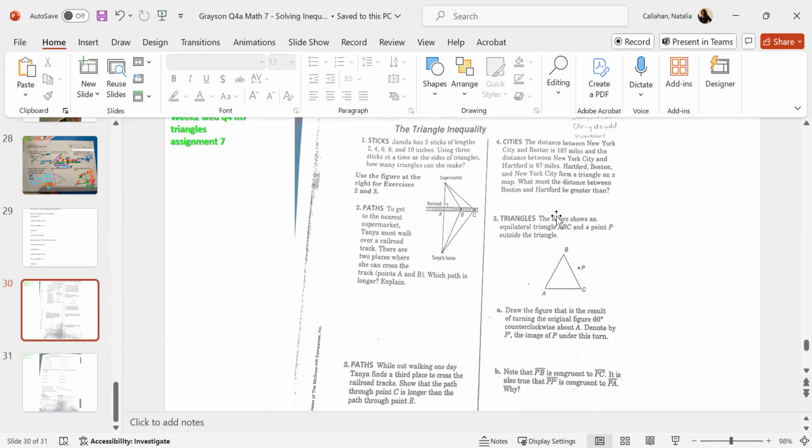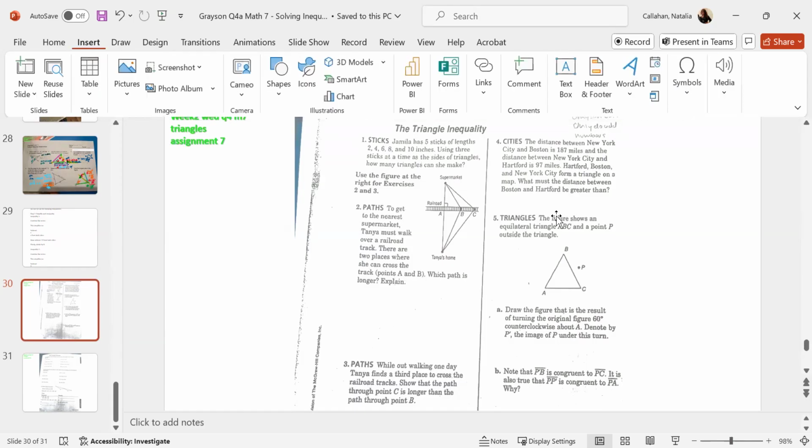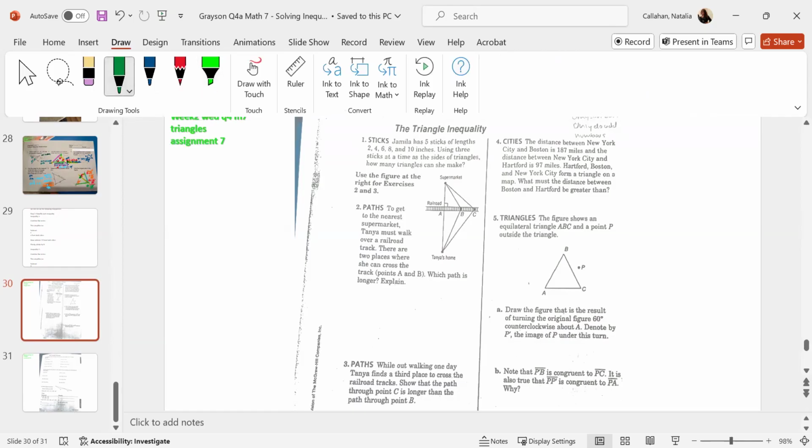Okay, question number 1. Jamila has lengths 2, 4, 6, 8, and 10. Using 3 at a time as the sides of a triangle, how many triangles can she make? Well, did you even try it? One triangle, but probably 2, 4, and 6, correct? Yeah. Well, what is the triangle theorem?